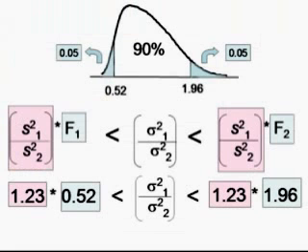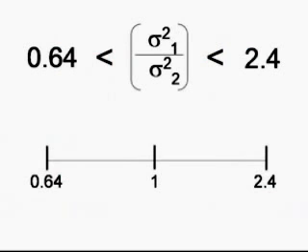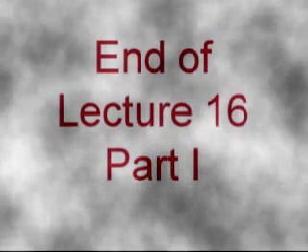Now we are going to use the formula to find the exact interval. We have already calculated the F1 and F2 values as well as the ratio of the sample variances. Finally, we know that the confidence interval of the population variance is between 0.64 and 2.4. Since 1 is included in the interval, then the two variances are the same. Therefore, we can conclude that the assumption of homoscedasticity is true with 90% confidence. This concludes the first part of Lecture 16.